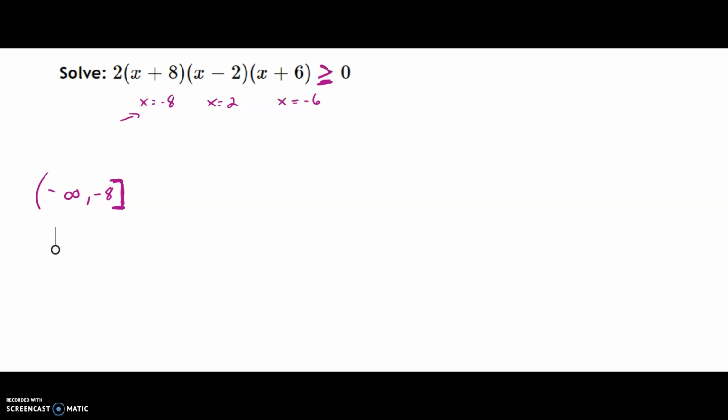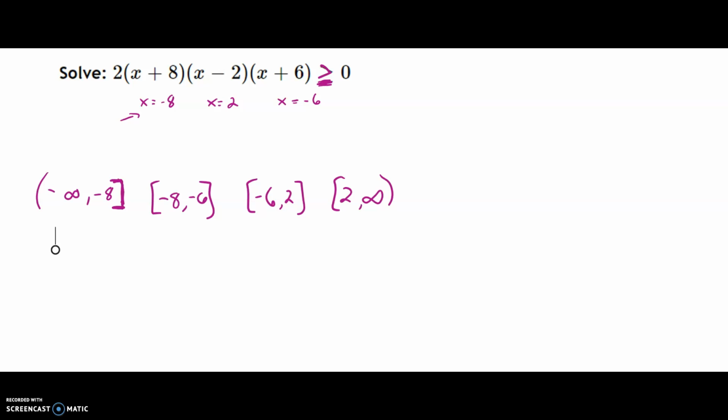And then we're going to go from this 0 to the next one. So that's -8 to -6. And then I'm going from -6 to 2. And then I'm going the rest of the way to infinity. Okay, so these are my potential answers to this inequality. I just got to figure out which one of these would give me a true statement.